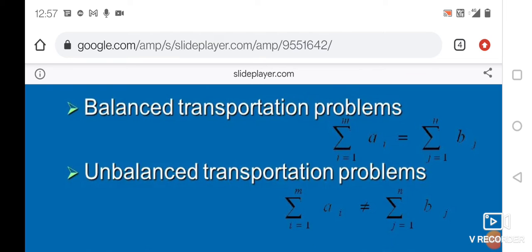Here, an unbalanced transportation problem means that the sum of i is equal to 1 to m ai does not equal the sum of j is equal to 1 to n bj. That means in this problem the number of resources does not equal the number of destinations.